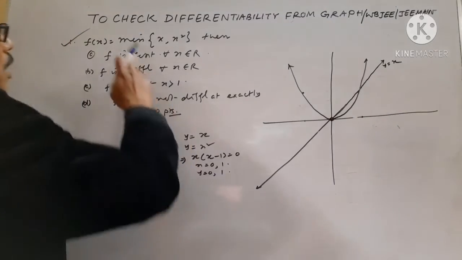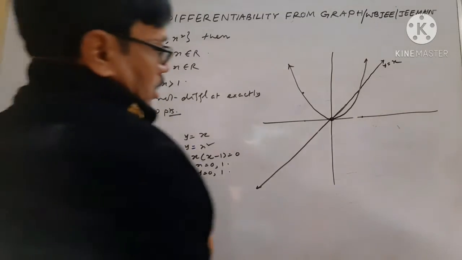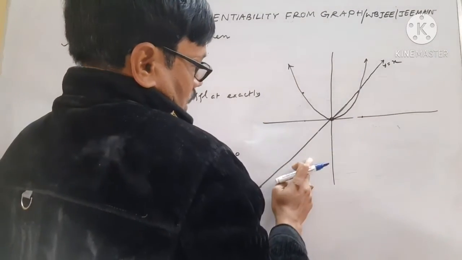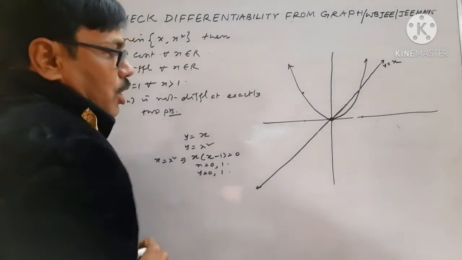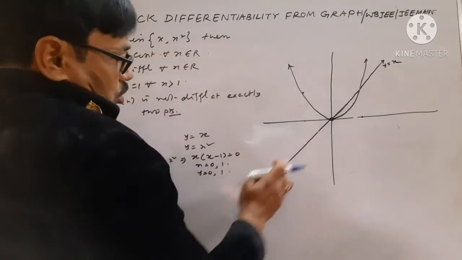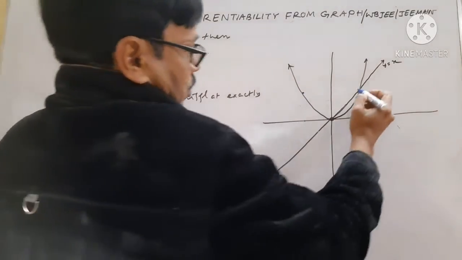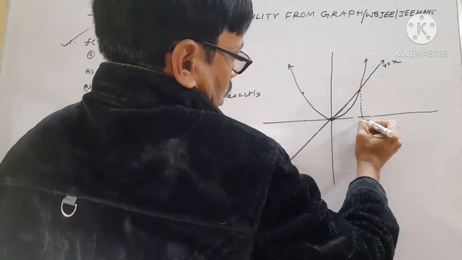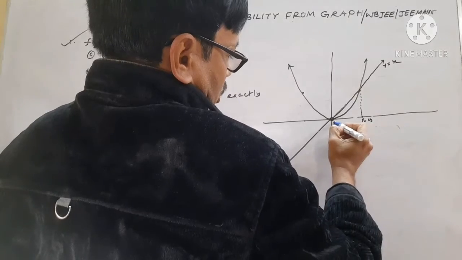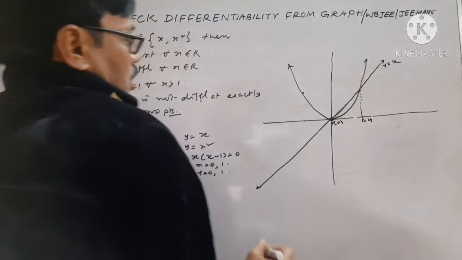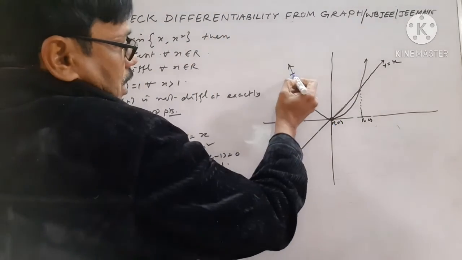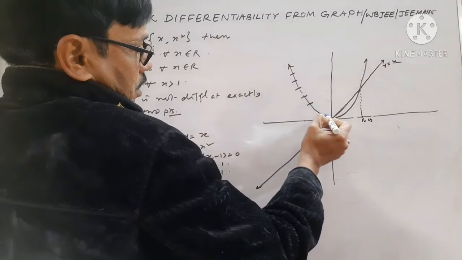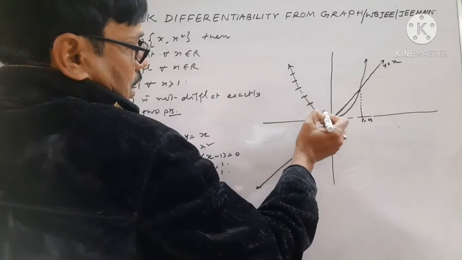Now the minimum of x and x square. This is one graph, this is one graph. So the minimum value out of these two graphs: this point is 1, 1, this point is 1, 0, and this is 0, 0. So for the minimum, this curve is cancelled out. This is cancelled out.